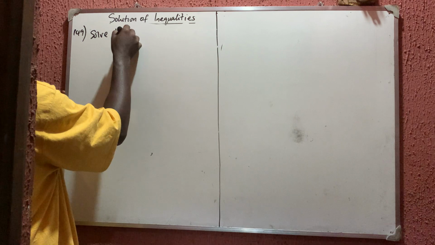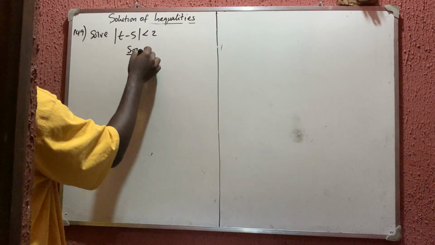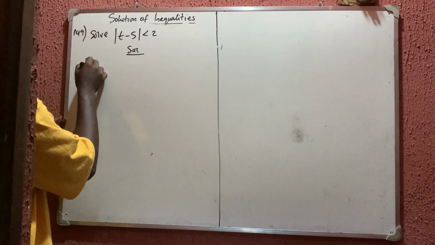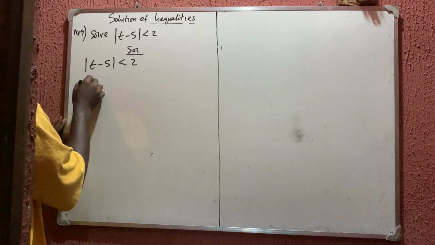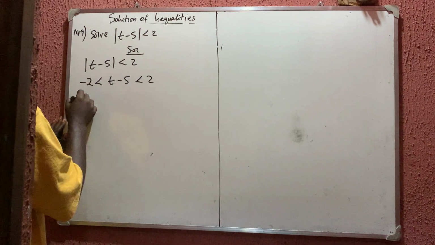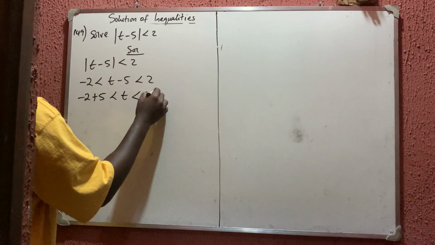Solve the absolute value of t minus 5 is less than 2. Okay. Solution. I thought that if you're using less than, no need to separate. So I have that the absolute value of t minus 5 is less than 2 shows that minus 2 is less than t minus 5, which is less than 2. Collect terms, I have minus 2 plus 5 is less than t, which is less than 2 plus 5.